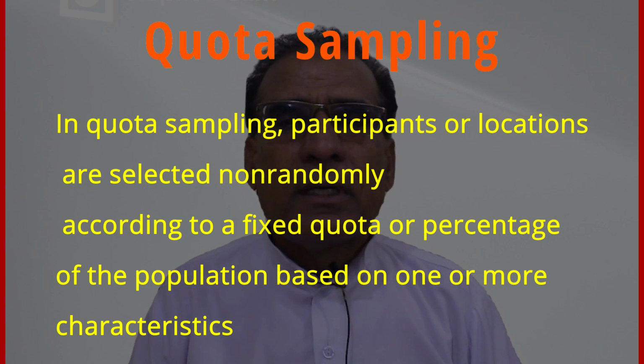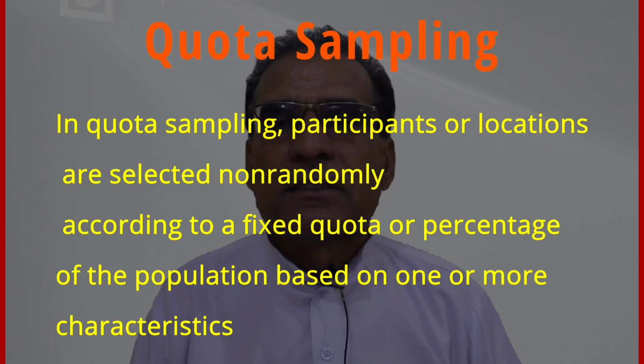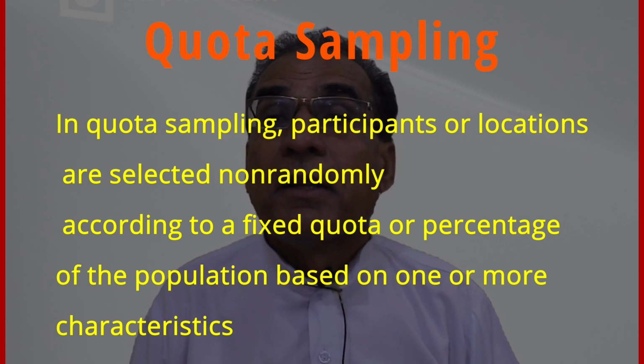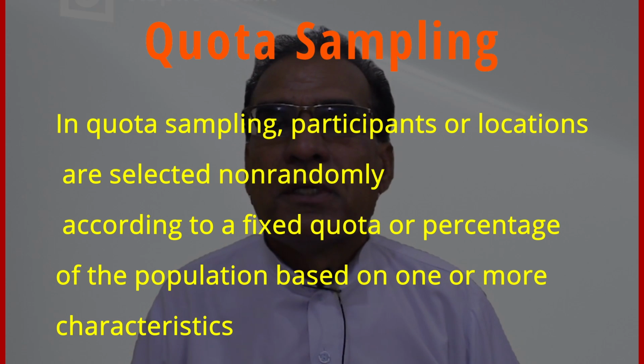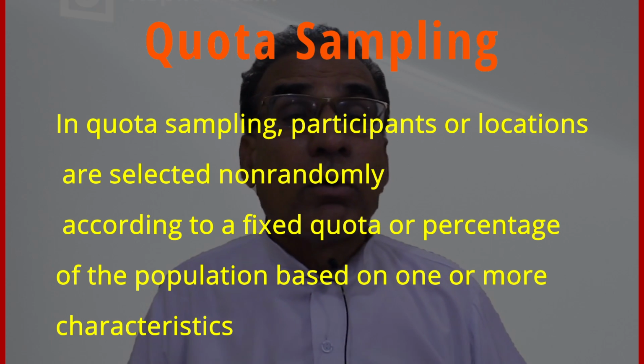Dear MPhil and PhD students, in this lecture, I am going to explain about quota sampling. In quota sampling, participants or locations are selected non-randomly according to a fixed quota or percentage of population based on one or more characteristics. The quota selected may be proportional or non-proportional to the actual population distribution.